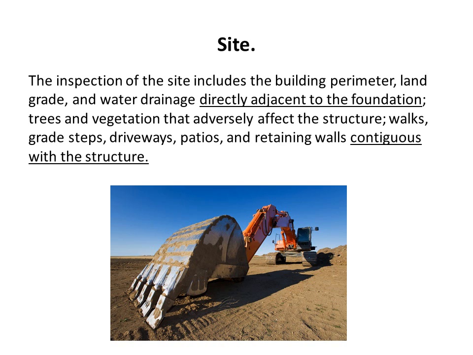Site. The inspection of the site includes the building perimeter, land grade, and water drainage directly adjacent to the foundation, trees and vegetation that adversely affect the structure, walks, grade steps, driveways, patios, and retaining walls contiguous with the structure.